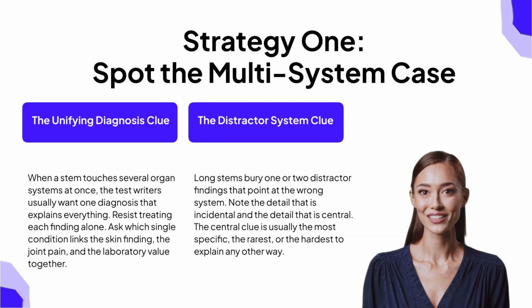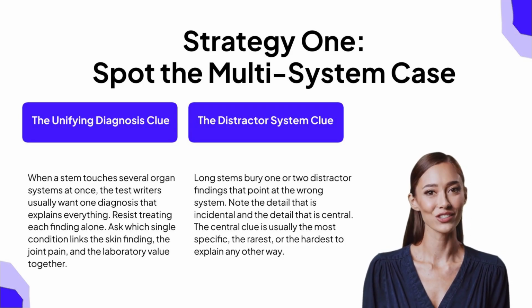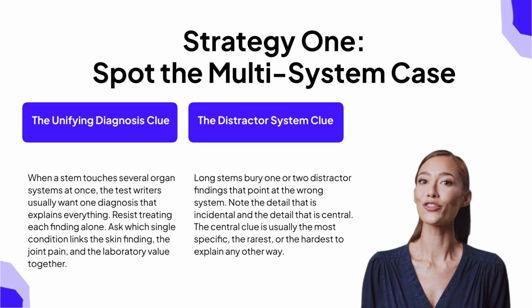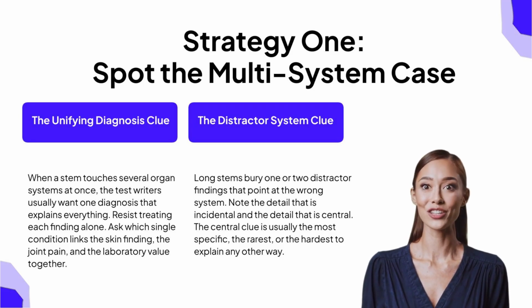Our first strategy is learning to spot the multi-system case. When a stem touches several organ systems at once, the writers almost always want one diagnosis that explains everything you see. Your instinct may be to treat each finding on its own, but resist that. Instead, ask which single condition could link the skin finding, the joint pain, and the laboratory value together.